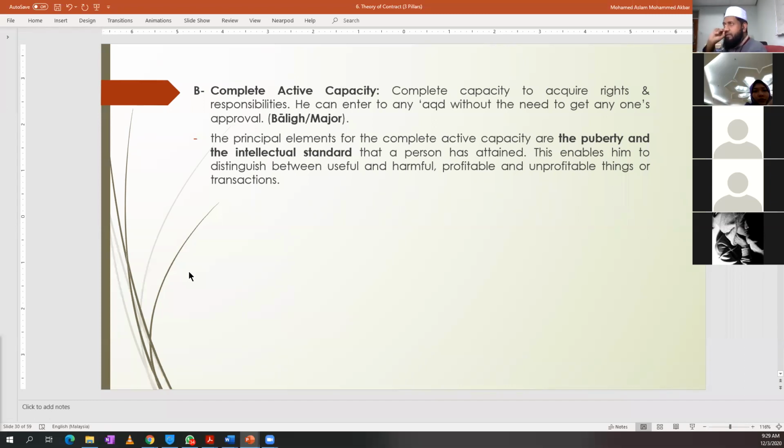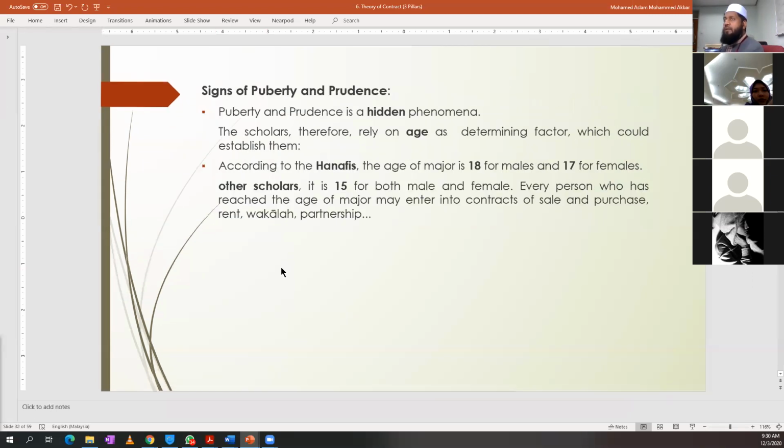The principal elements for complete active capacity are puberty and the intellectual standard that a person has attained. This enables him to distinguish between useful and harmful, profitable and unprofitable things or transactions. According to some majority scholars, according to Hanafi, the major age is 18 for males and 17 for females. Other scholars say it is 15 for both male and female.